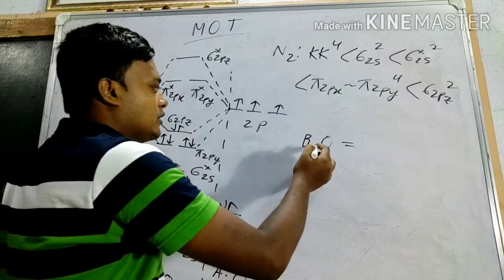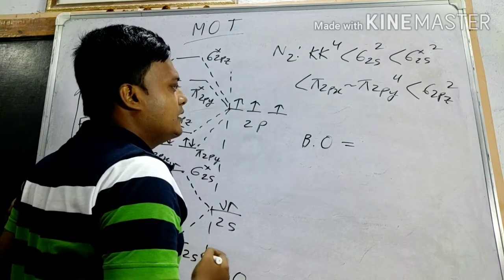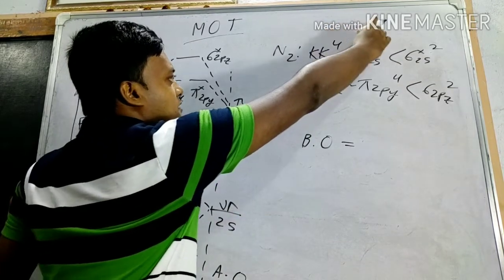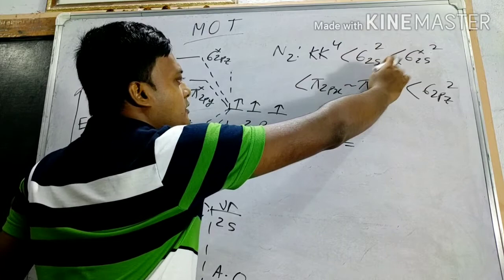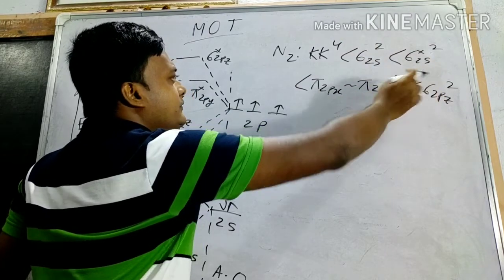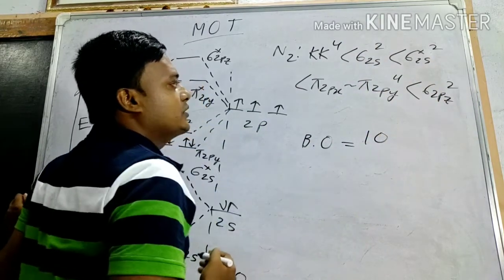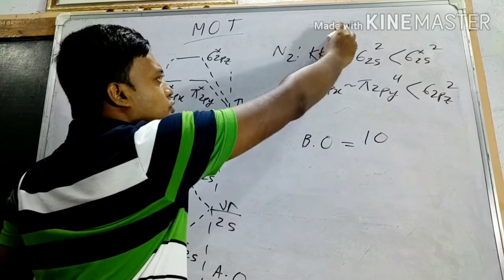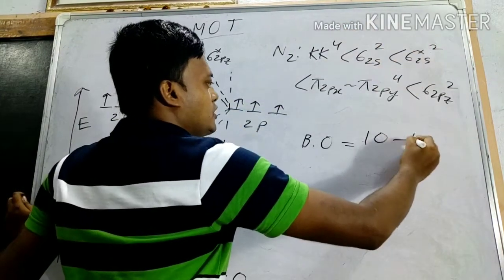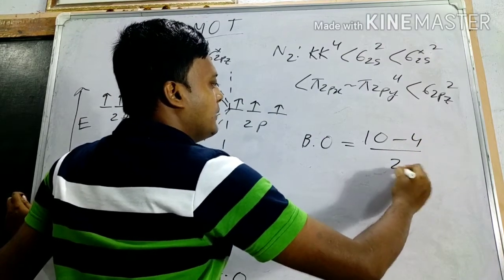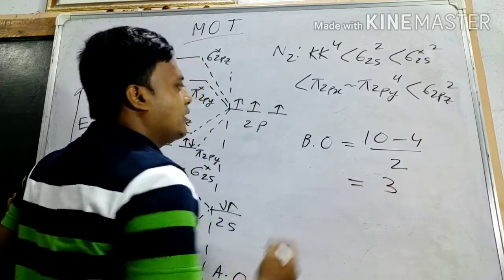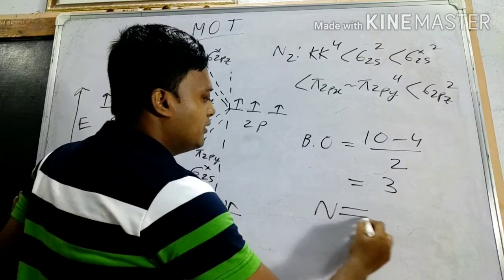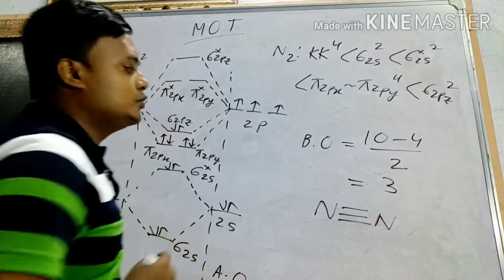So what will be the bond order of nitrogen? How many electrons in bonding orbitals? 2 plus 2 plus 4 plus 2, total 10. 10 electrons in bonding molecular orbitals, and in anti-bonding 2 plus 2, 4. So 10 minus 4 by 2. So the bond order of nitrogen is 3. That's why we see a triple bond between the 2 nitrogen atoms.